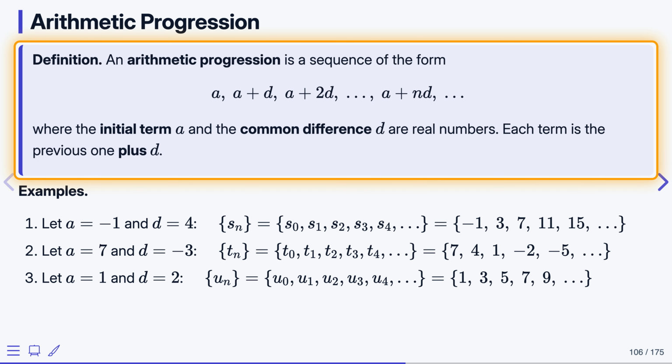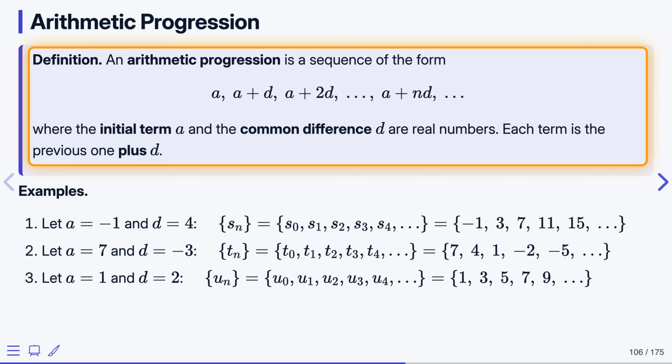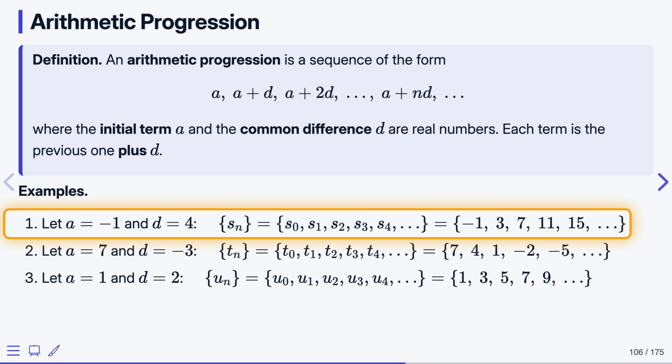An arithmetic progression is similar in spirit, but instead of multiplying, we add. Each term is the one before it plus a fixed number. That fixed number is called the common difference, written d. The starting value is again the initial term. So the sequence is a, then a plus d, then a plus 2d, and in general a plus n times d. Look at the 3 examples.